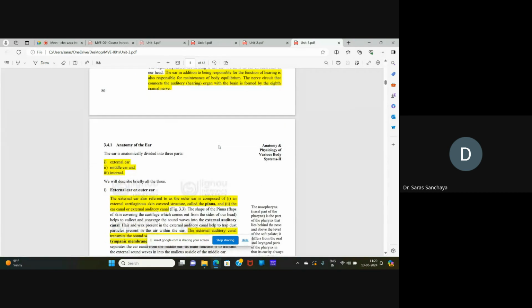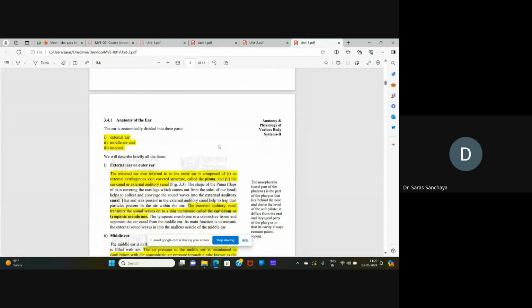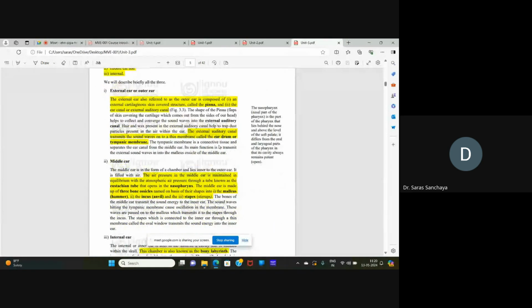Now, anatomy of the ear. It can be divided into three parts: external ear, middle ear, and internal ear. The external ear, which is also called the pinna, and the ear canal, that is the external auditory canal. The external auditory canal transmits the sound waves onto a thin membrane called the eardrum or tympanic membrane, from where the middle ear starts. The air pressure in the middle ear is maintained in equilibrium with the atmospheric air pressure through a tube known as the eustachian tube that opens in the nasopharynx.